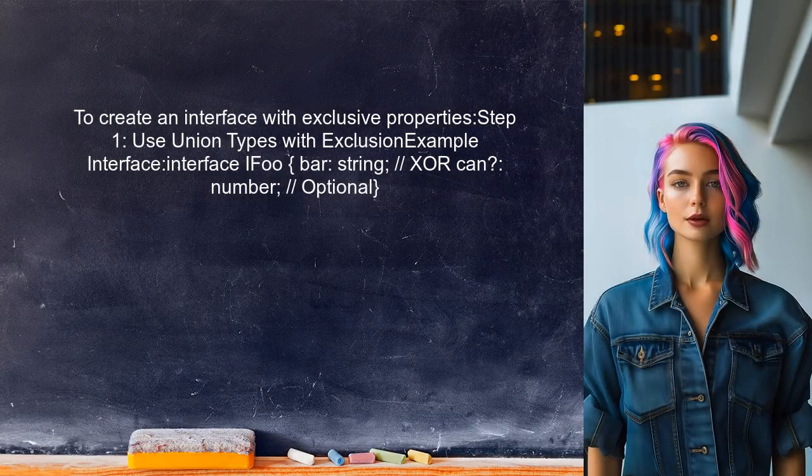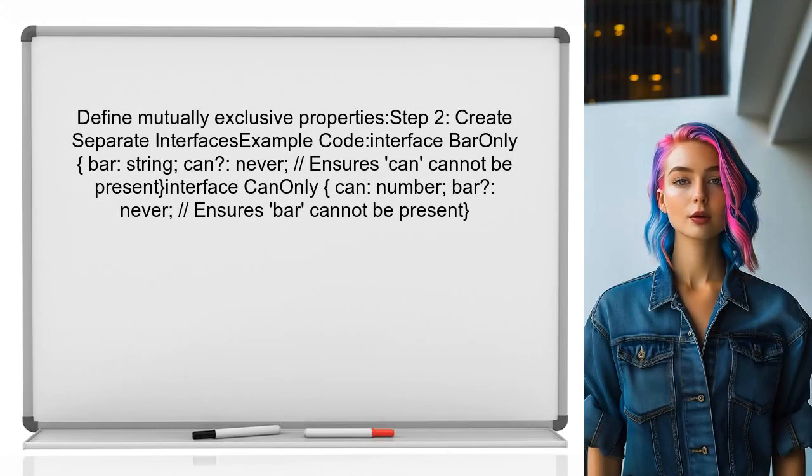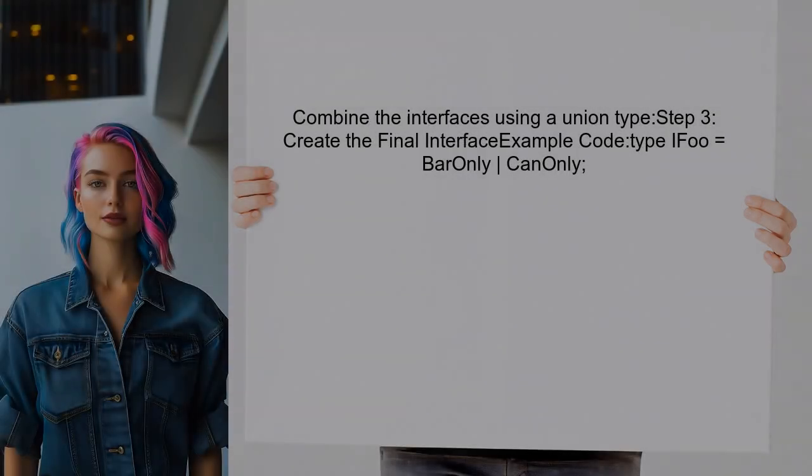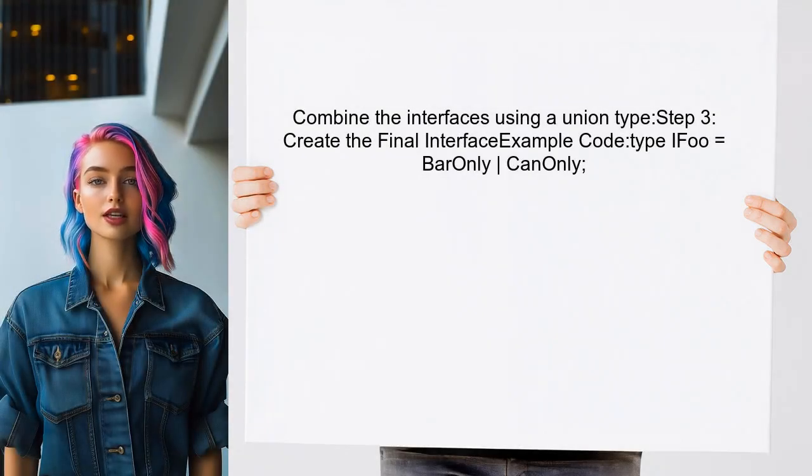To create an interface that allows either one property or the other, but not both or neither, the user can utilize TypeScript's union types along with the exclusion operator. Next, the user should define the properties in such a way that they are mutually exclusive. This can be achieved by creating two separate interfaces and combining them. Now the user can combine these interfaces using a union type. This will ensure that only one of the properties can be present at a time.